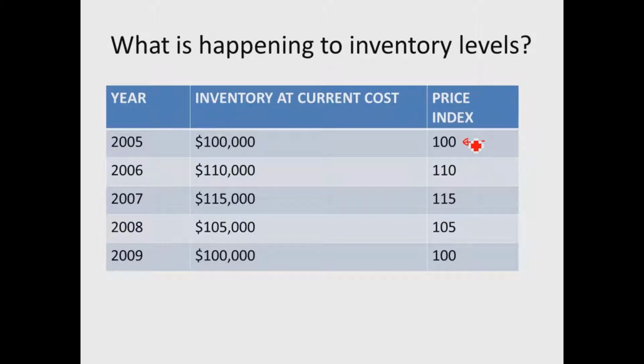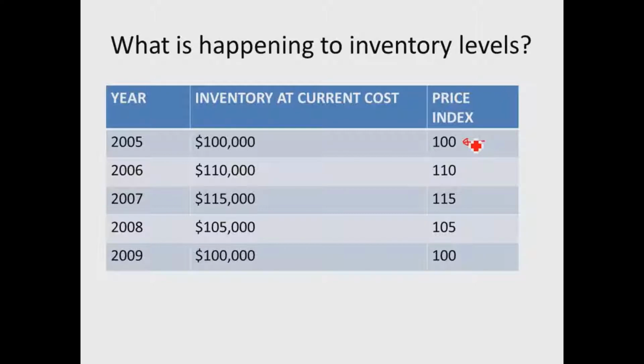Do I have more or less inventory than I had last year? Same. Why do you think I have the same? Because last year it cost 100. This year that same exact inventory costs 110 only because prices went up. So if you look at my inventory and you say, did I sell anything? If I started the year and I ended the year and I hadn't made any purchases, you would say, no, you haven't sold anything. Just because the price of your inventory went up, that has nothing to do with your cost of goods sold. Okay?